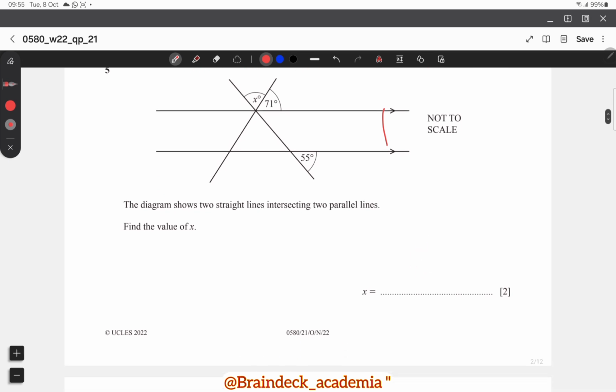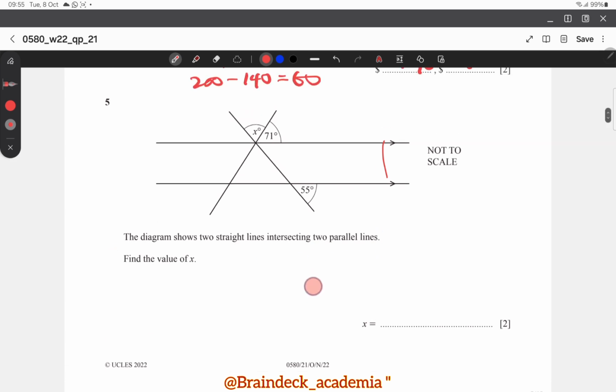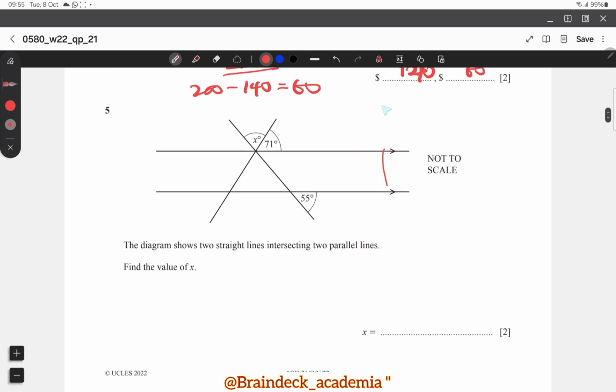This is our simple question. Number 5. Now they said the diagram shows 2 straight lines intersecting 2 parallel lines. Find the value of x. Alright, so these are 2 parallel lines, right? This line and this line are 2 parallel lines. So to just solve this x, we know that this guy here is adjacent to this guy here, isn't it? And I know that this guy here can be corresponding to this guy here, right? So that means that this place can be what?